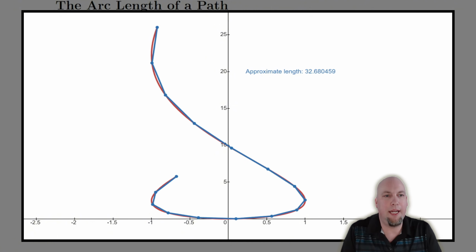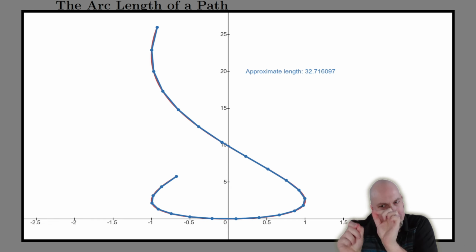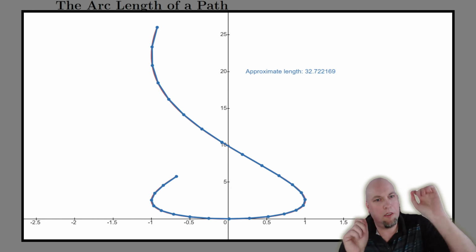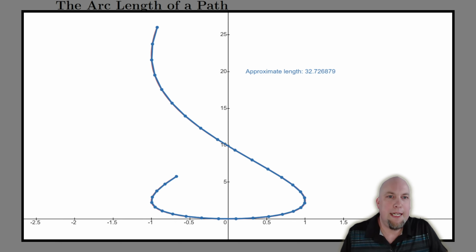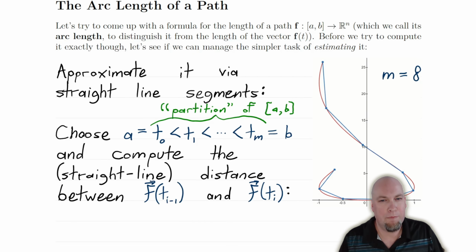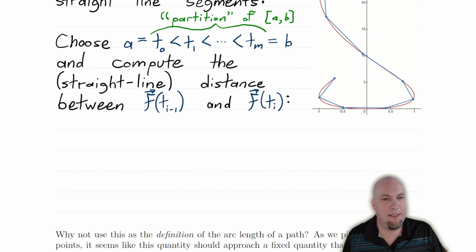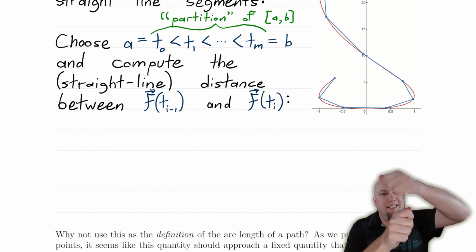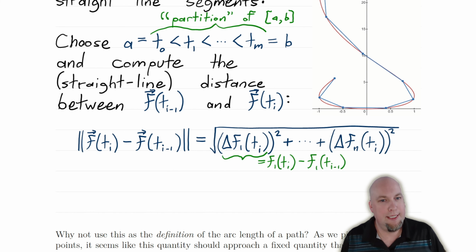It seems like if I take m to be bigger and bigger, so my line segments are all getting smaller and smaller, closer to the curve, I should get a reasonably good estimate of the arc length eventually, as long as m is sufficiently large. So let's actually try to compute this. Let's come up with a formula for this sum of straight line distances.